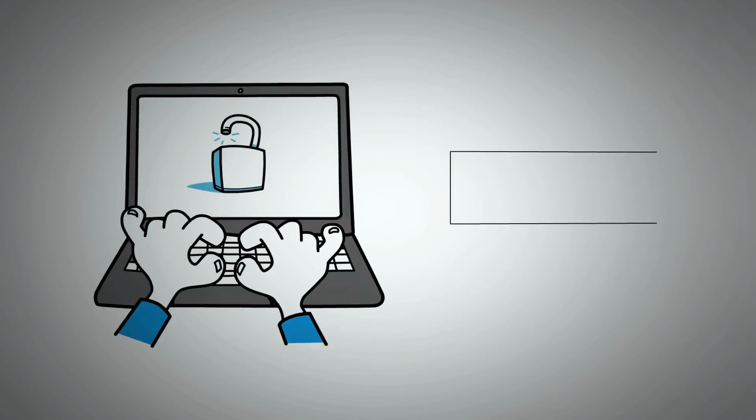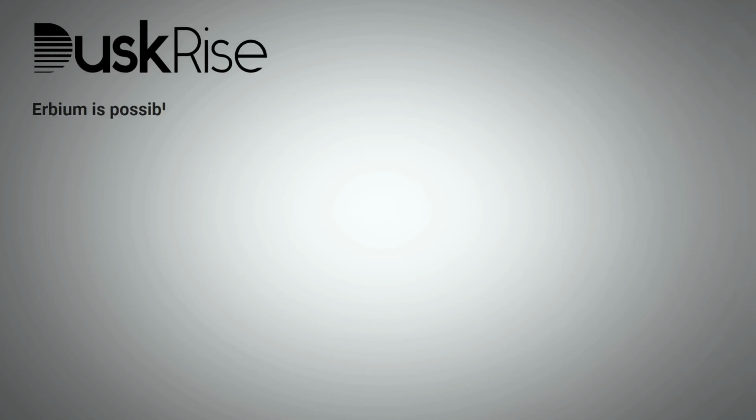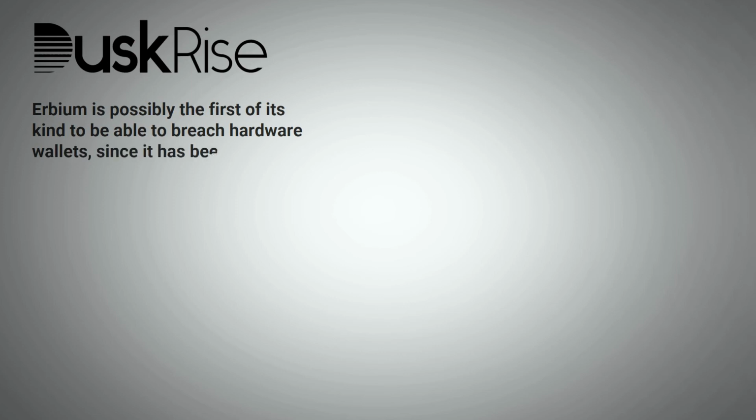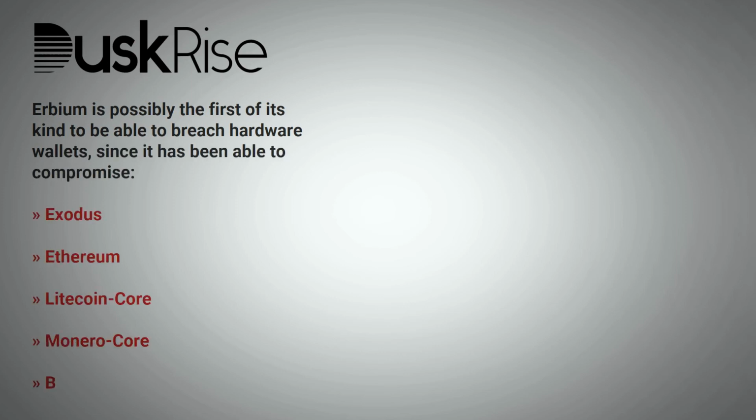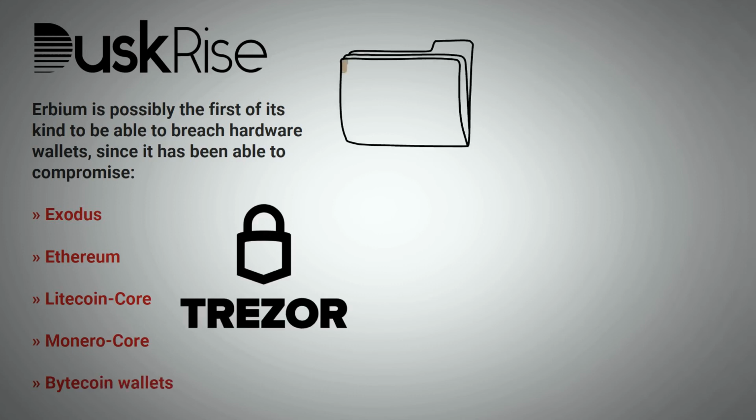No one, however, has been successful in breaching hardware wallets until the discovery of Erbium. According to a blog post by Dusk Rise, Erbium is possibly the first of its kind to be able to breach hardware wallets, since it's been able to compromise Exodus, Ethereum, Litecoin Core, Monero Core, and Bytecoin wallets, and harvest passwords from the Trezor Password Manager. Infected files are now the primary means of Erbium's dissemination. They are primarily cracked game downloads and cheats.